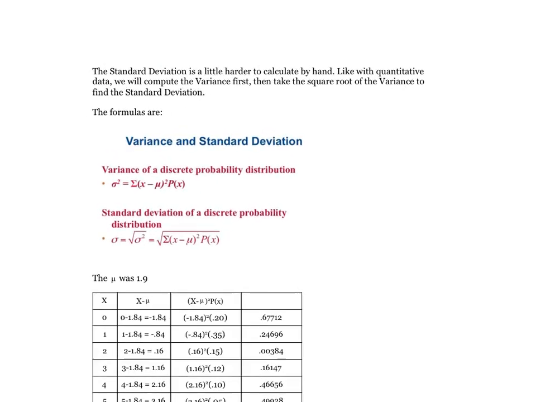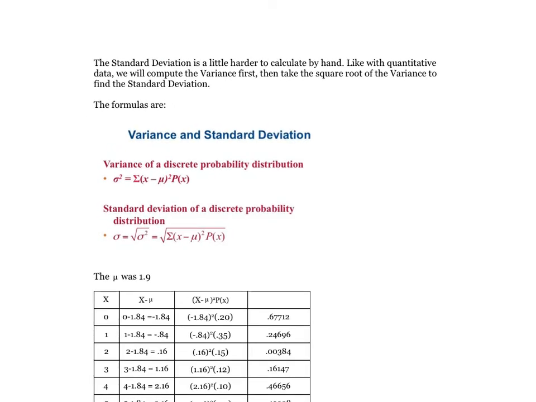Now, the other thing you want to be able to do is compute the standard deviation. And this is a little harder to calculate by hand. Like with quantitative data, we will compute the variance first, then we're going to take the square root of the variance to find the standard deviation. So here are the formulas. The variance formula is right here. And basically we're going to take every value that the random variable x can take on, and we're going to subtract the mean from it. And that's exactly what we did in our old standard deviation equation, if you think back.